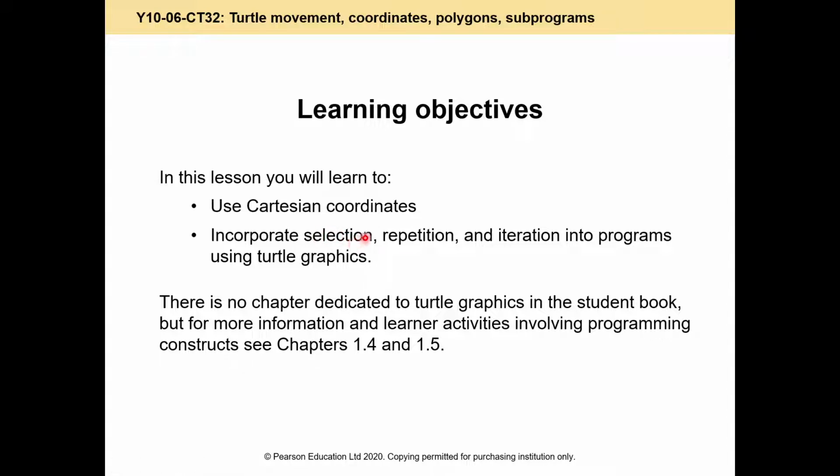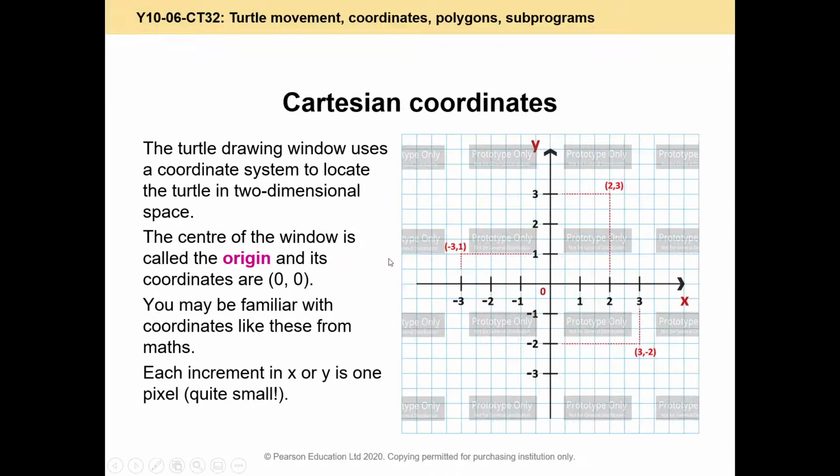Selection, that's if statements. Repetition, that's for loops. And iteration, so for and while on both of these. Using our turtle graphics. So we've said that Cartesian coordinates is just X and Y. So the coordinate system that we use for the turtle graphics is 0, 0 is in the middle of your page.